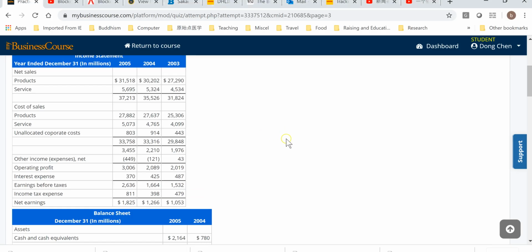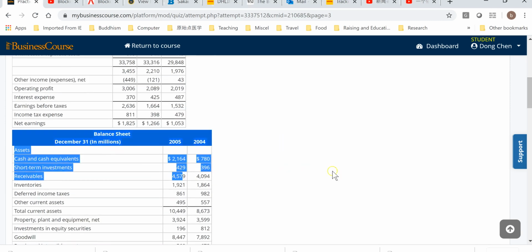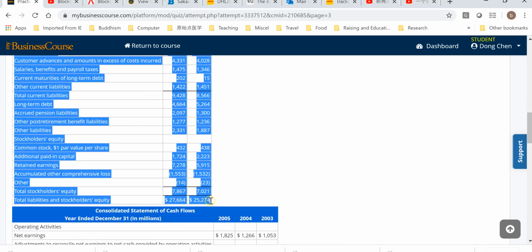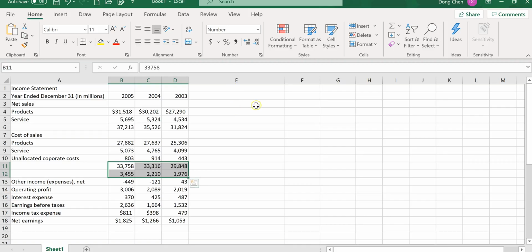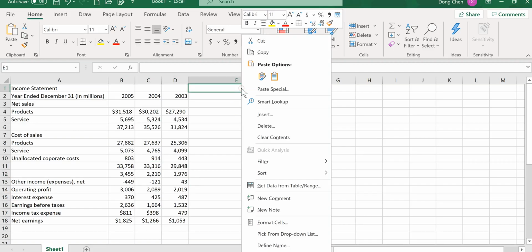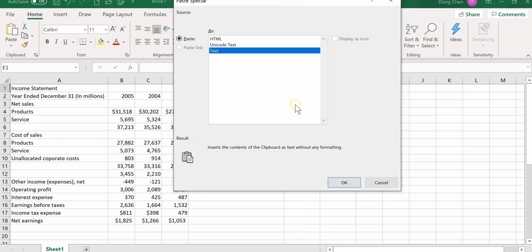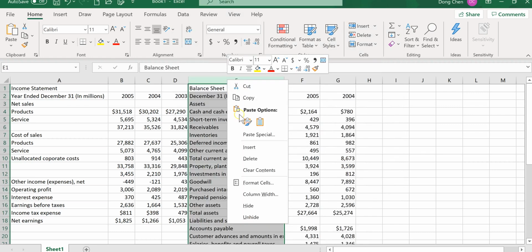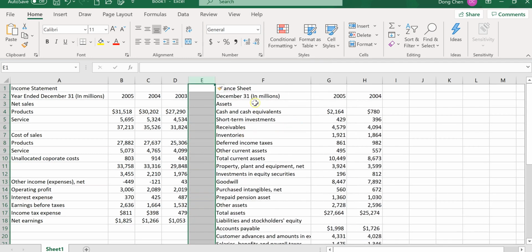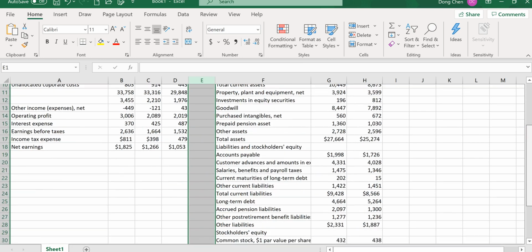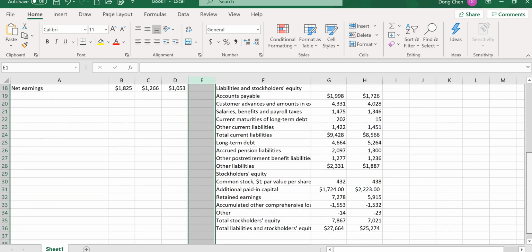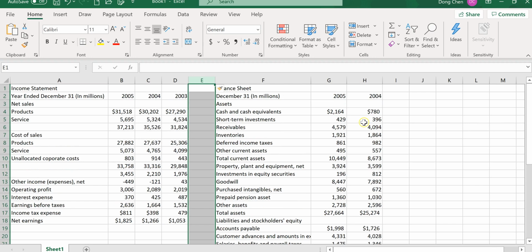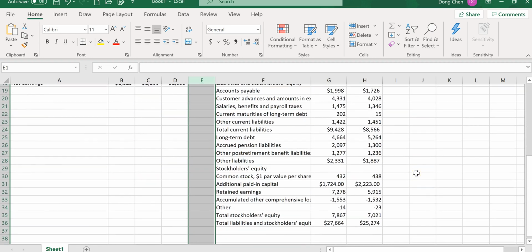And for the balance sheet, we do the same. Just copy and paste special as text, and then check manually. Probably it's good practice to leave one column of space for a better view. So it looks like the balance sheet is fine.